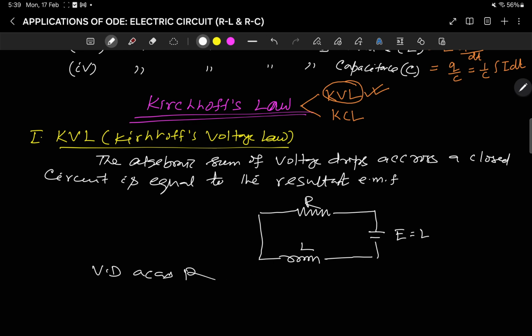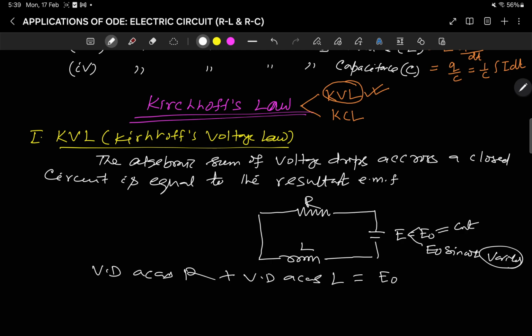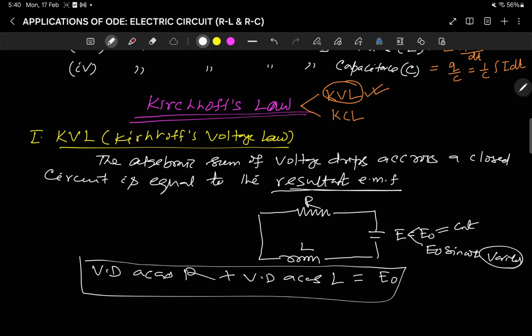Say E is equal to E0 plus voltage drop across L. This E may be E0 constant or some variable. If I write it as E0 sin omega t, then it is variable, fluctuating, right? Otherwise it is constant. So anyway, whatever is given, the algebraic sum of voltage drops across a closed circuit is equal to the resultant EMF. So this is basically an RL circuit, and accordingly we will frame a differential equation subsequently.